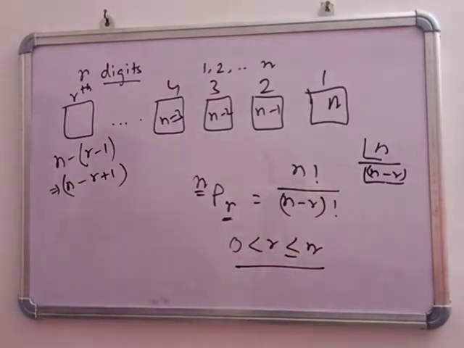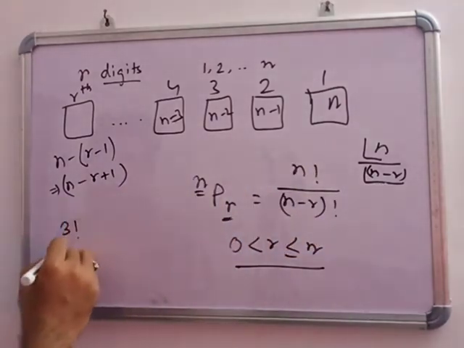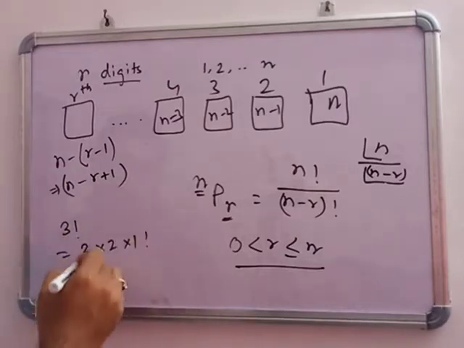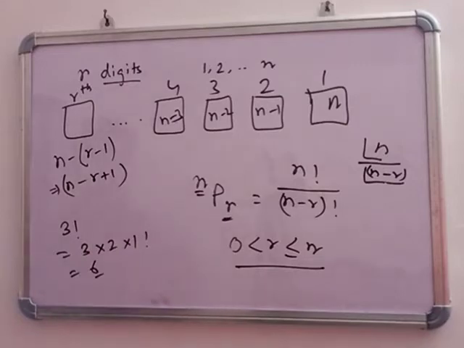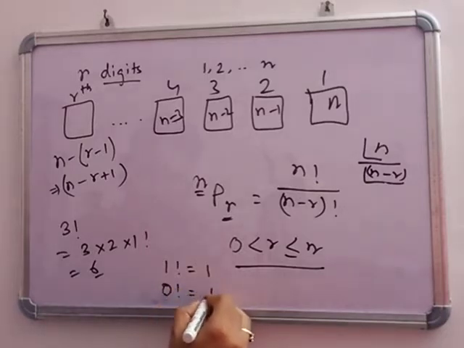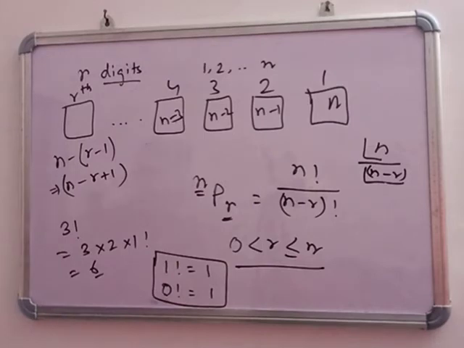So for the factorial part, 3 factorial means 3 into 2 into 1, that means 6. The value of 1 factorial equals 1 and the value of 0 factorial is also equal to 1. These 2 important things are there. So 1 factorial equals 1 and 0 factorial also equals 1. Note it down, all of it.